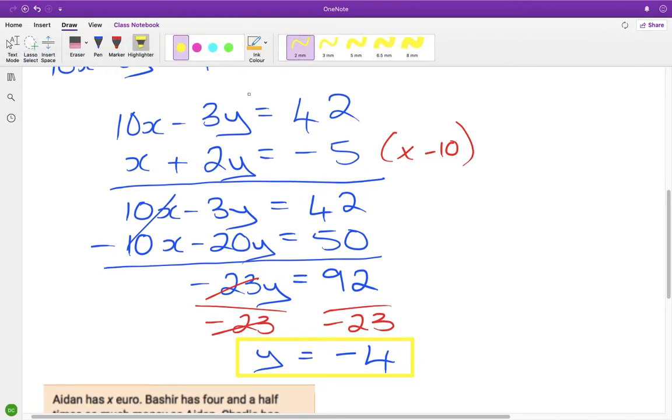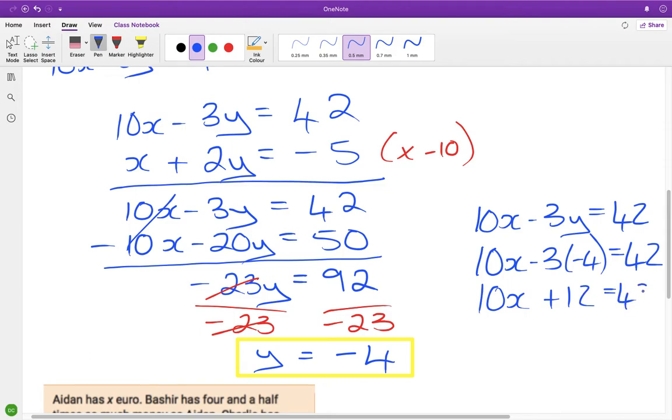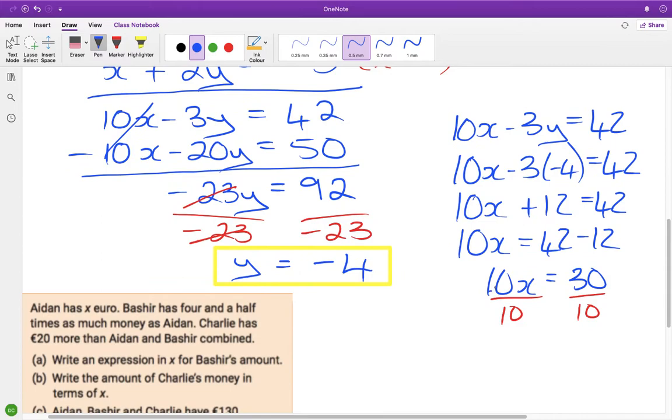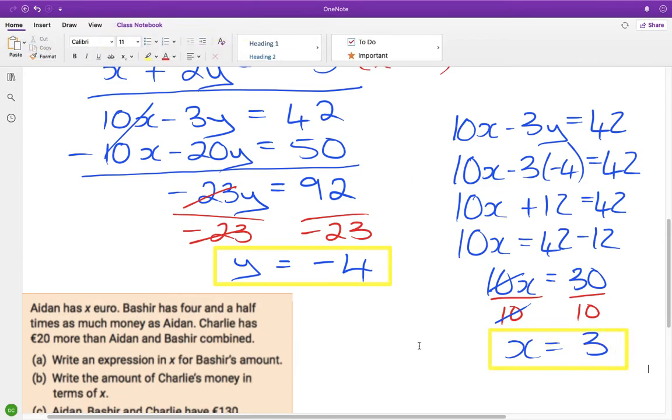And then take either equation. So I'll take the top one, 10x minus 3y equals 42, and sub in my minus 4. So 10x minus 3 times minus 4 equals 42. 10x plus 12 equals 42. 10x equals 42 minus 12. So 10x equals 30. And then divide both sides by 10. So x equals 3. So that's what I got.